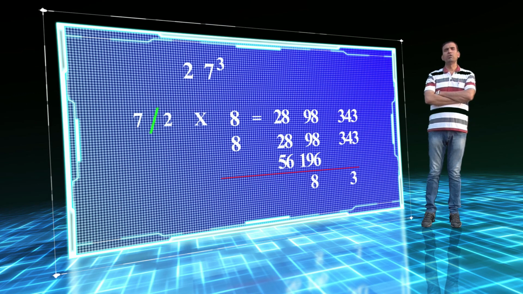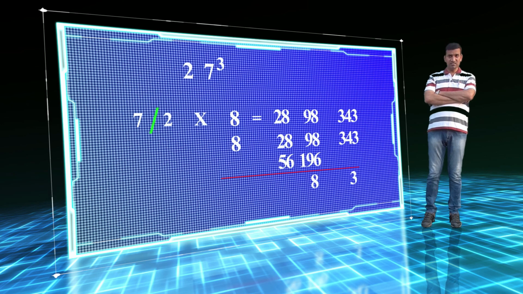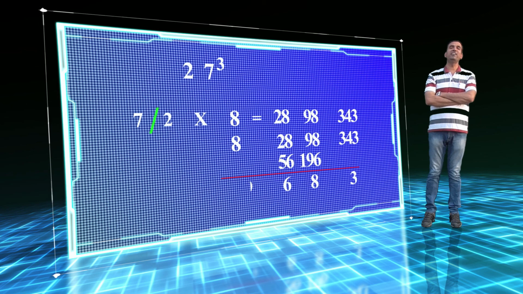Now next part. 32 plus 28, 60, plus 56, 116. Write down 6. Carry 11. Now last part. 11 plus 8, 19. So finally we have 19683.